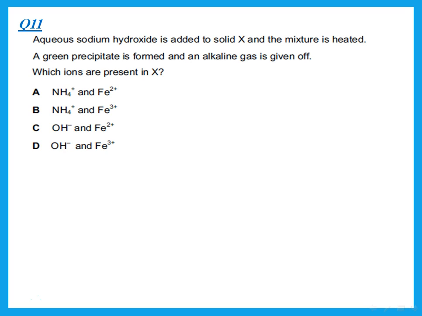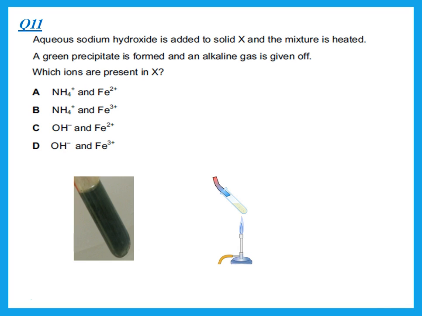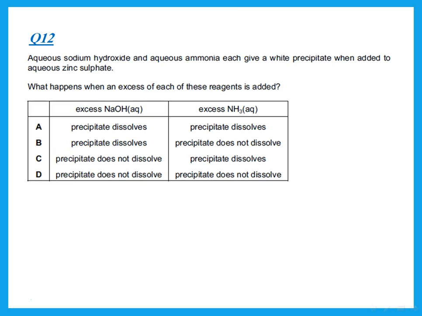Aqueous sodium hydroxide is added to solid X. The mixture is heated. He got a green precipitate and an alkaline gas. Now, if I add sodium hydroxide to something and I get a green precipitate, what do I have? I have iron 2, so Fe2+. So my answer is A or C. But then if I add sodium hydroxide to something and it gives me an alkaline gas, the only alkaline gas we have is ammonia. So if I add sodium hydroxide to ammonium, I get an alkaline gas. So my answer is A. Do we understand how to think about these questions?